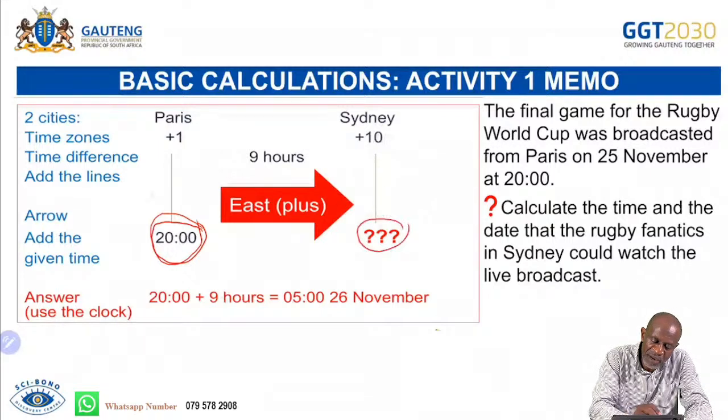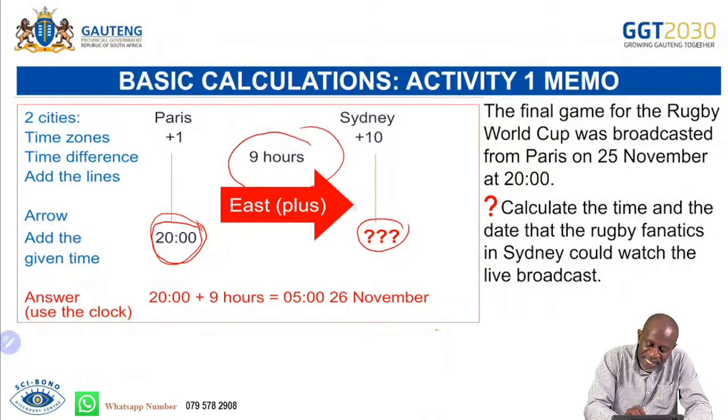We have extracted our +1 and our +10, and you have to visually draw this line so that you don't falter along the way of your calculation. Right. Paris is at +1, this one is at +10, and moving from 1 to 10, or you can simply minus the 1 hour from the 10 hours, your time difference will be 9 hours.